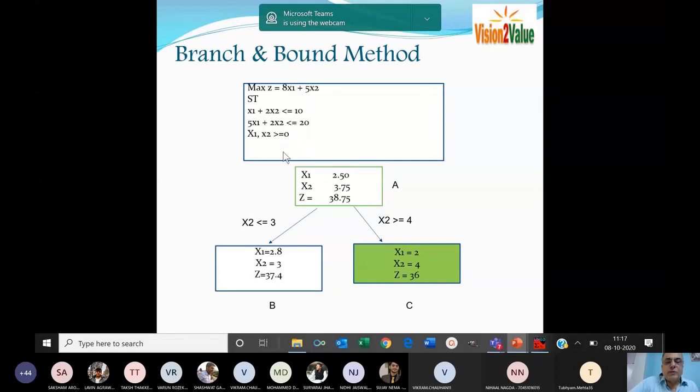If you solve this problem using any method, whether it is simplex or Excel or Lingo, you will get the solution like this. The reason I have asked you to keep Lingo open is that at each stage we want to demonstrate how this works. That's the purpose of using Lingo. As I mentioned, each solution is equivalent to solving an LP problem.